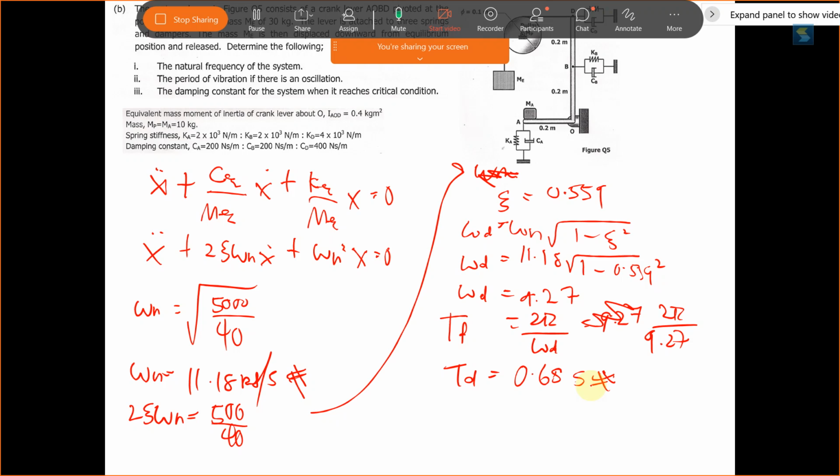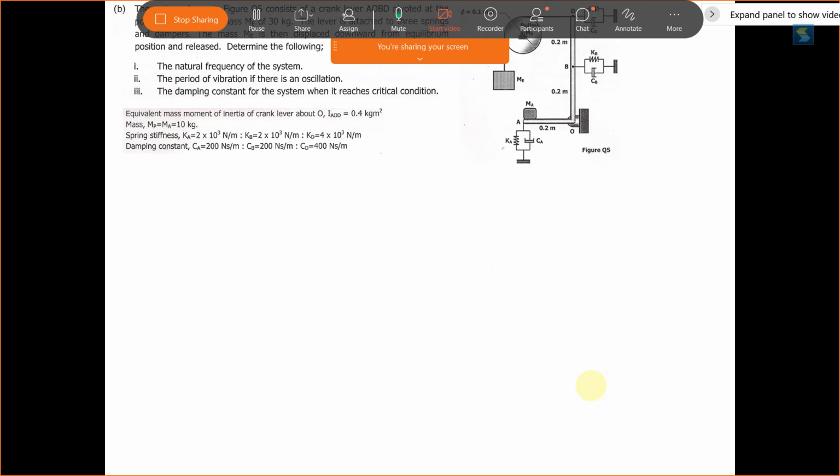Okay, any questions? Okay, number 3, what does it mean? Damping constant for the system when it reaches critical condition. What does it mean here? Damping constant C for the system when it reaches critical condition. What hint can we get from critical condition? When critical condition means zeta equals 1.